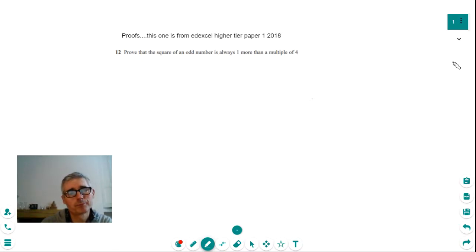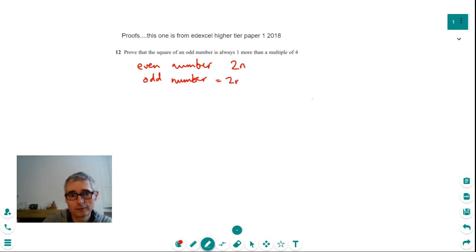an odd number. If we consider that an even number is always twice an integer, so I can represent that as 2 times n. In that case, if we know an even number can always be represented as 2 times n, then an odd number is always an even number plus 1. So we can say an odd number is equal to 2n plus 1.